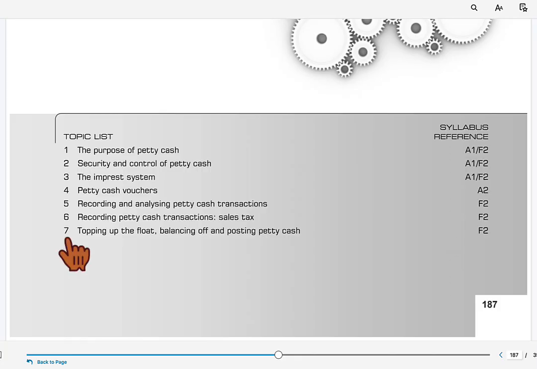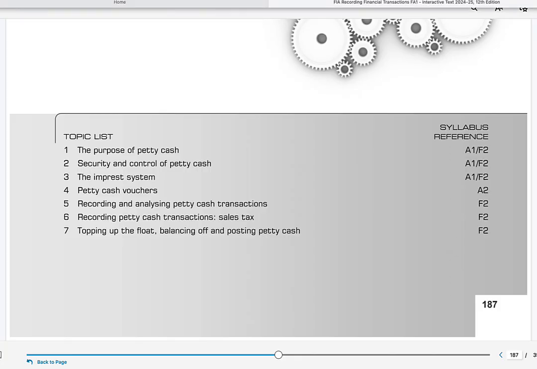Topic 7. Topping up the float, balancing off, and posting petty cash. At the end of a period, the petty cash needs to be checked and balanced. Then the business prepares the top-up amount and posts the totals into the accounting system. By the end of Chapter 10, you will be able to run petty cash like a real accounts clerk. You will know how to pay correctly, record correctly, and keep everything controlled and organized.